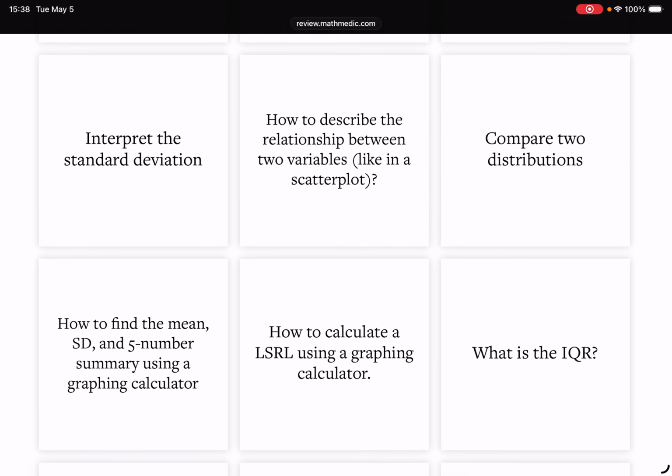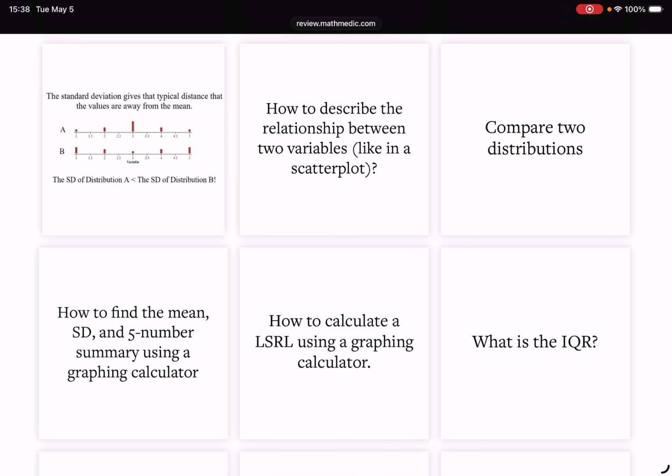The next one is interpret the standard deviation. So when you're asked to interpret that, just remember that standard deviation is the typical distance that the values are away from the mean. So if we look at this example here, it says the standard deviation of distribution A, the first dot plot, is less than the standard deviation of distribution B because there are more data points that are away from the mean or away from the center versus in A, all of them are going towards the center.